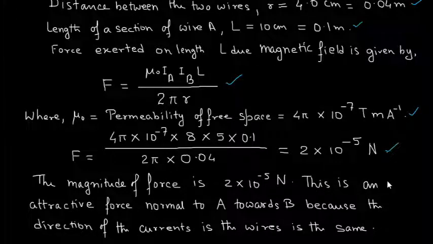The magnitude of the force is 2 multiplied by 10 to the power minus 5 N. This is an attractive force normal to A towards B because the direction of the current in the wires is the same. Let us see the next problem.